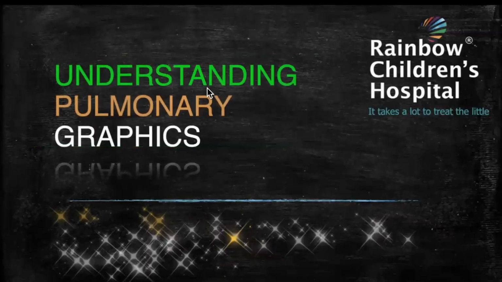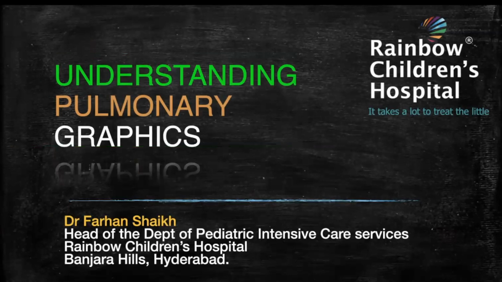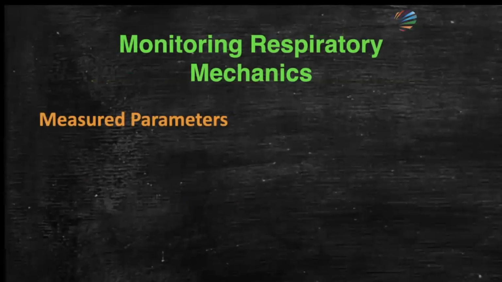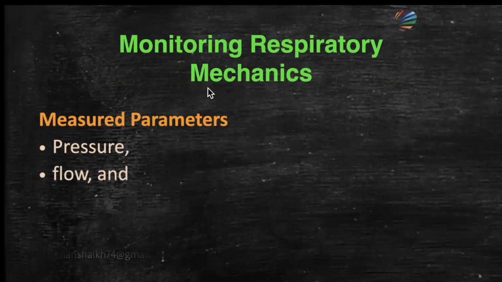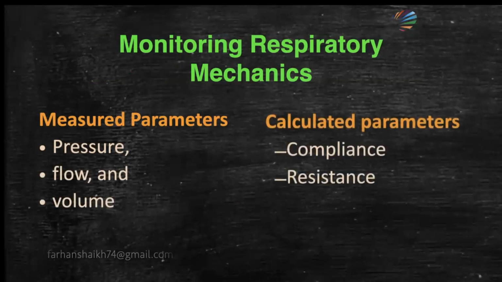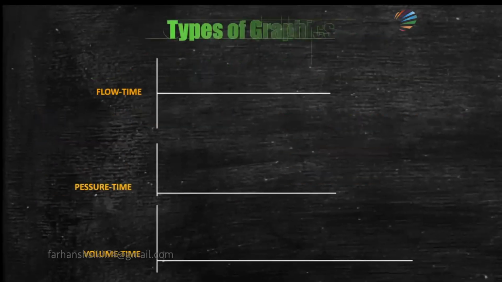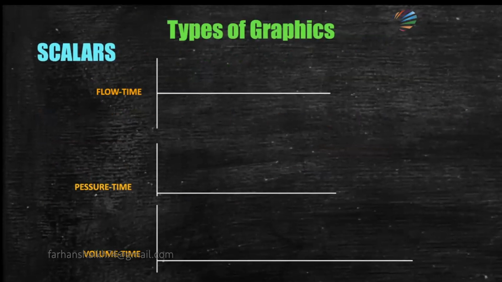Today we are going to discuss pulmonary graphics. So the respiratory mechanics, as we know, can be monitored by measured parameters like pressure, flow, and volume, and also through calculated parameters like compliance and airway resistance. The pulmonary graphics can be broadly divided into two types of graphics.